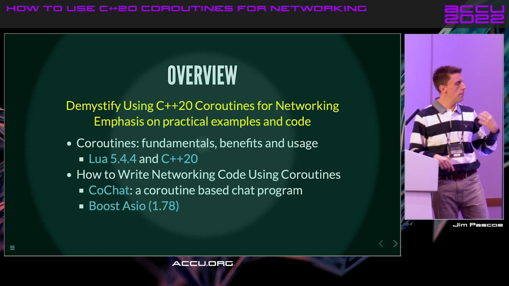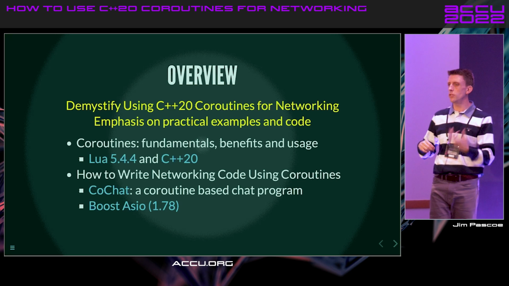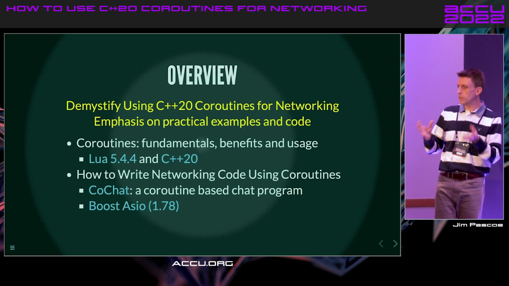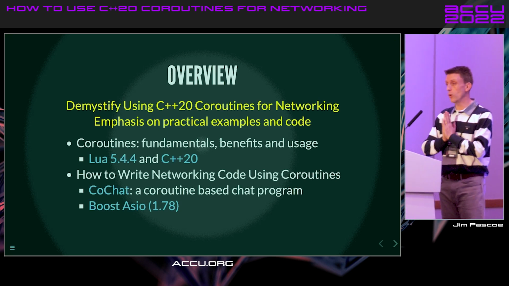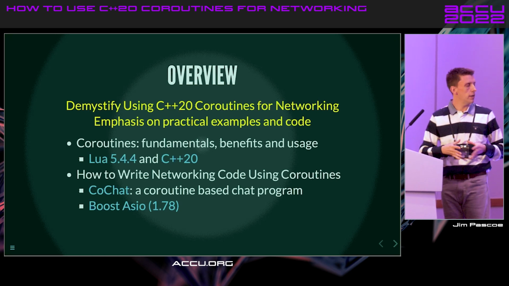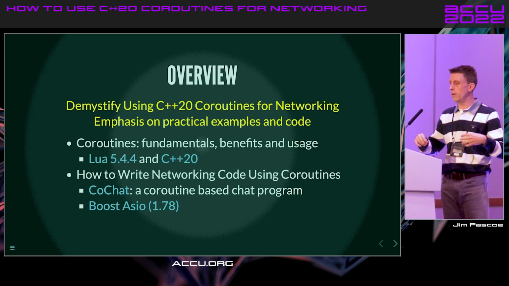Going to talk a lot about Boost.Asio. So Boost.Asio 1.78, which is the most recent version of Asio, has what I would consider to be fairly mature support for C++20 coroutines. And if you've not come across Asio before, I thoroughly recommend it. It's an extremely good piece of code, and not only would it teach you about networking in general, but also asynchronous programming.